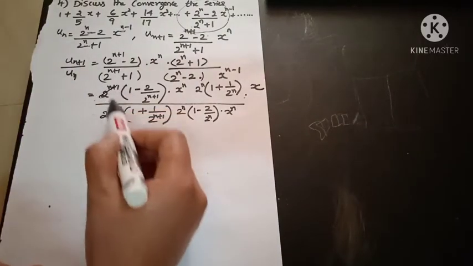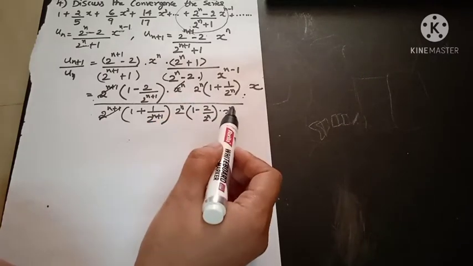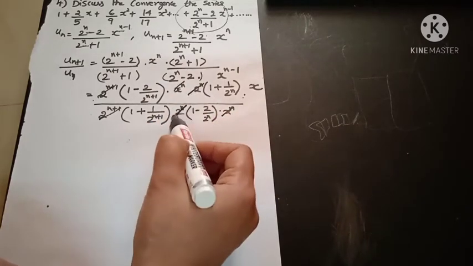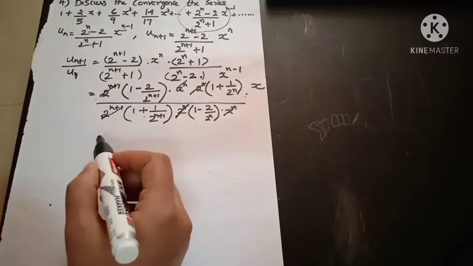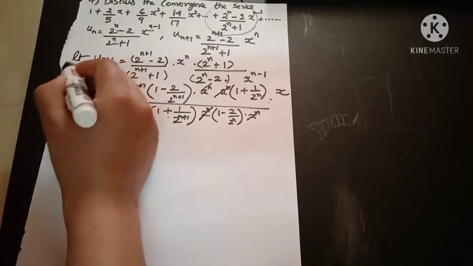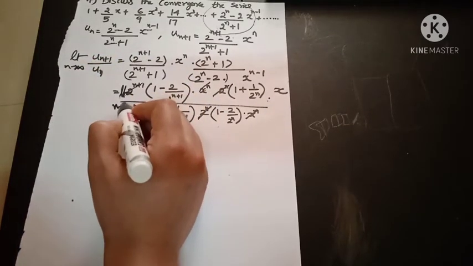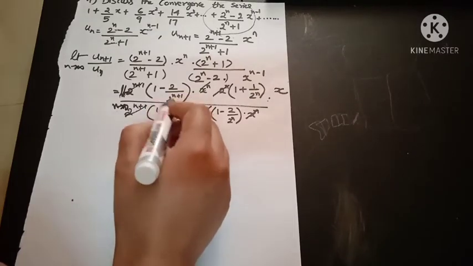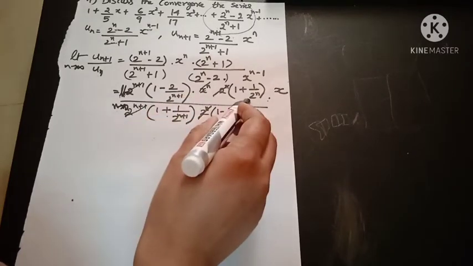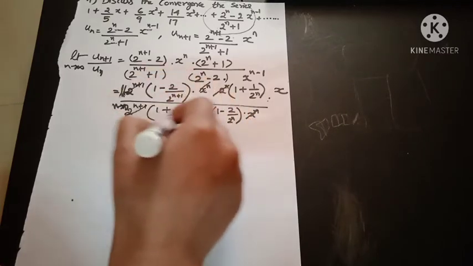Here we see that this gets cancelled clearly, x to the power of n also is getting cancelled, 2 to the power of n is getting cancelled. So our simplified form is this one. Next step is to apply the limit n tends to infinity to this ratio. We will get this term goes to 0, this term and this will go to 0. So the value is 1.